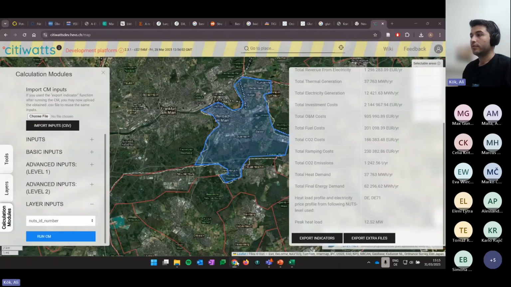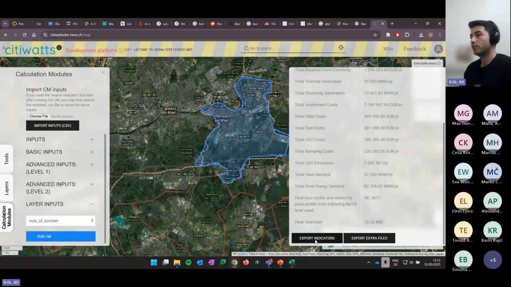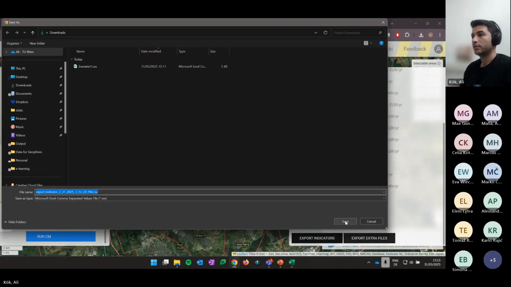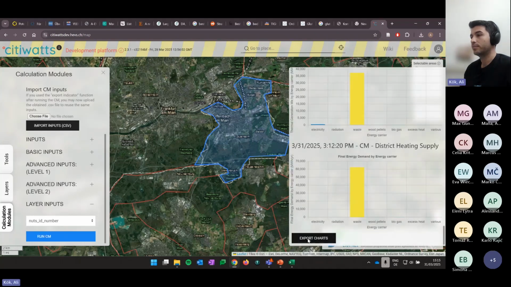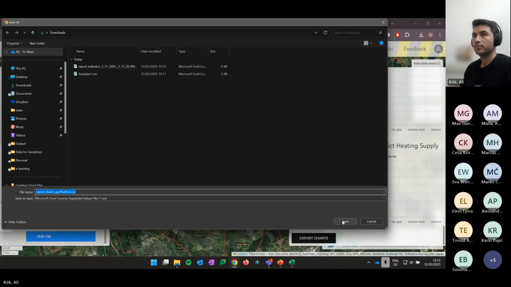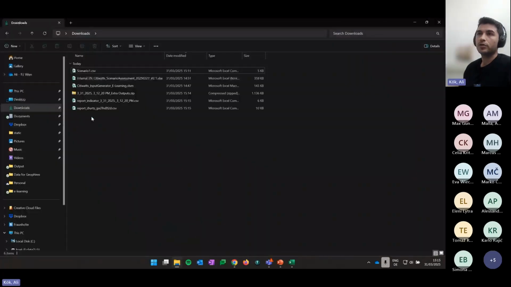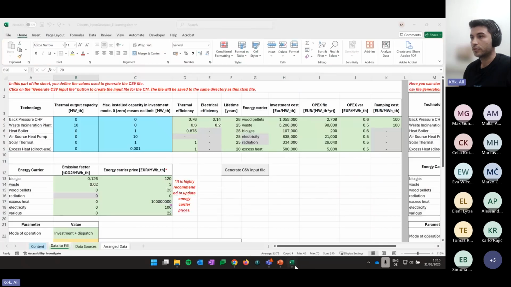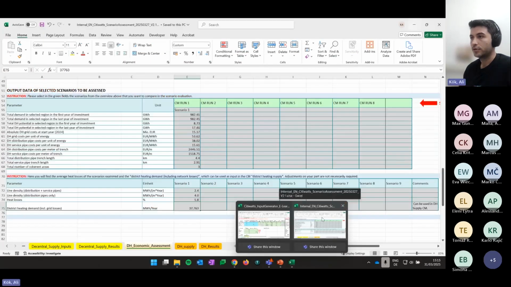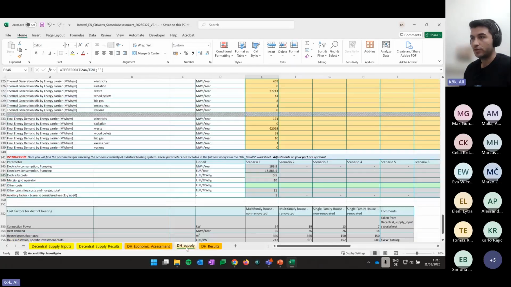Then finally, to use this with the scenario assessment tool, you need to export the indicators, and you need to export charts at the bottom. So now I go to the downloaded files. So I have the indicators and charts. So first, I will open the... These are okay. So now I will go to the scenario assessment file and switch to the district heating supply sheet.